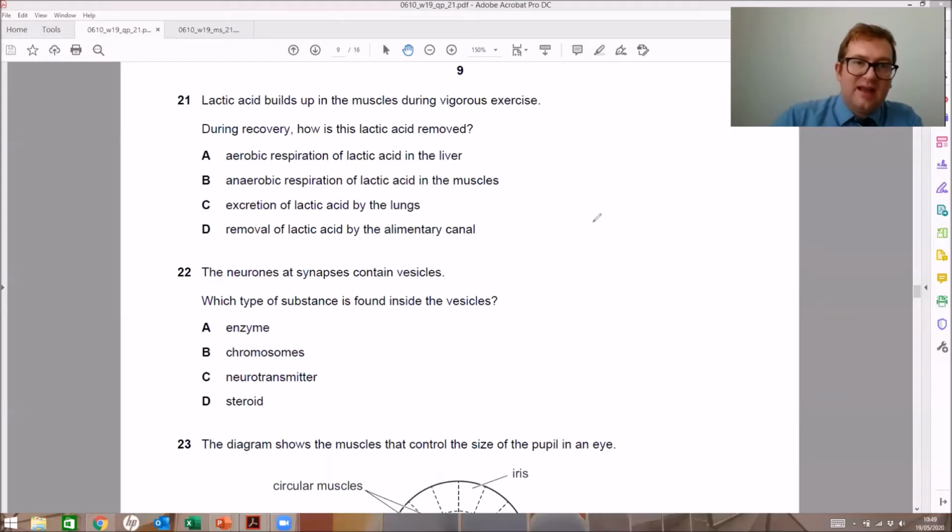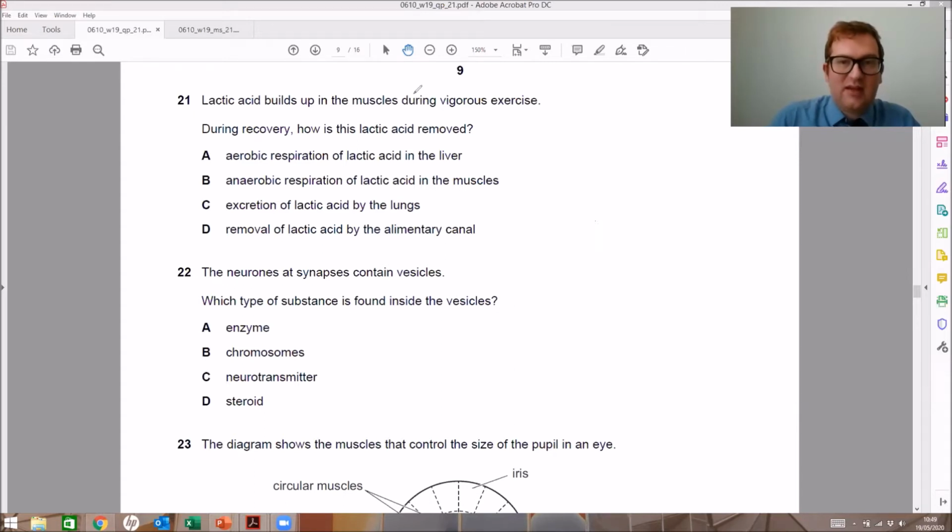Question 21. Lactic acid builds up in the muscles during vigorous exercise. During recovery, how is the lactic acid removed? So if you remember, anaerobic respiration produces lactic acid as a waste product. This creates an oxygen debt which needs to be repaid in the liver. So it's transported to the blood and it combines with oxygen in the liver to break down the lactic acid and repay that oxygen debt.